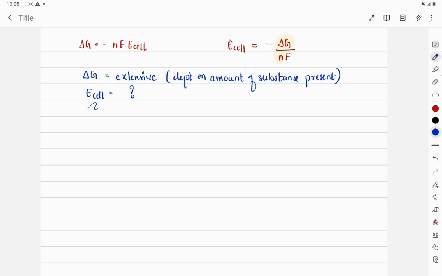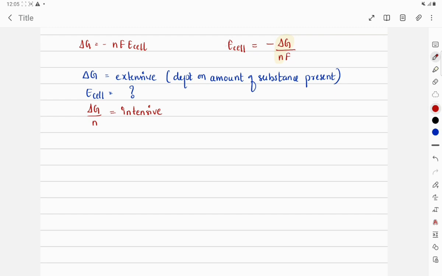But even though delta G is extensive, delta G per mole, that is delta G by N, is actually an intensive property. Why? Because no matter how much the amount of substance changes, this quantity is always for 1 mole and that will be a constant. So it is an intensive property, meaning it is independent of the amount of substance.